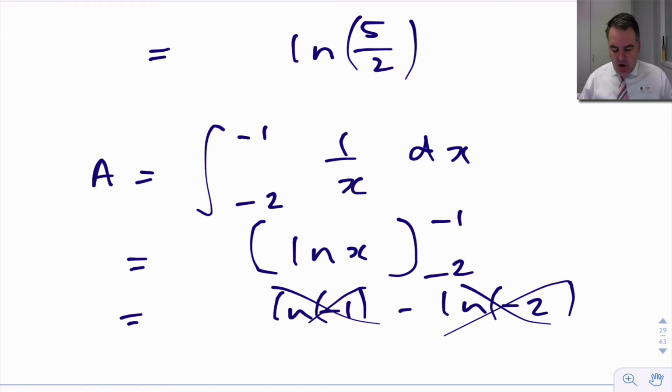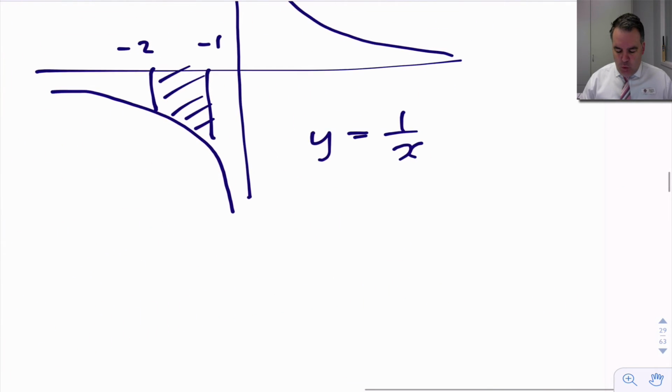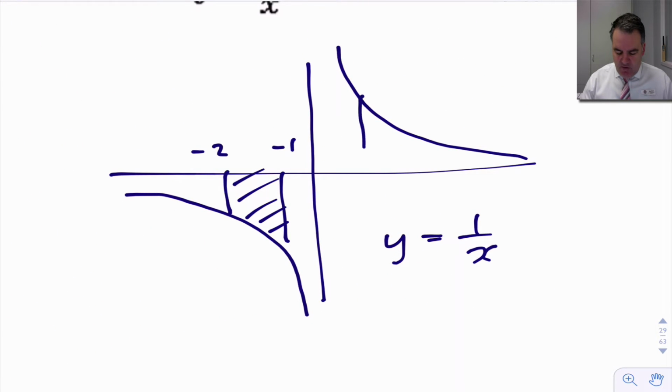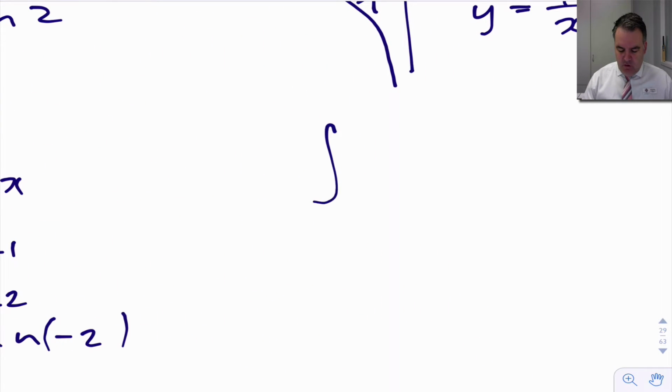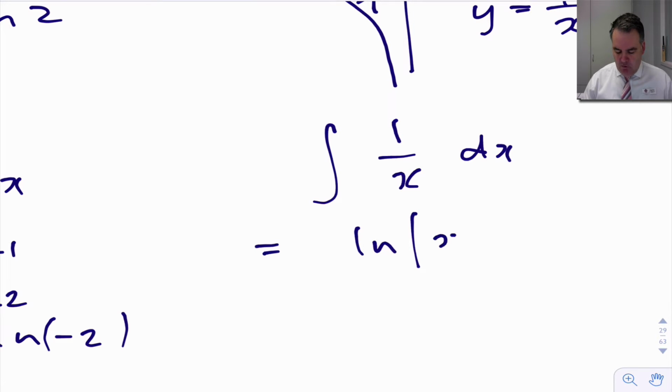So there's a way that we overcome that, and let me show you how that works. What we do is we just say, well, isn't that the same as the area between 1 and 2 under this curve here? And in fact it is. So rather than changing the limits of the integration, what we do is we say more generally that the integral of 1 over x dx is ln modulus of x plus c.